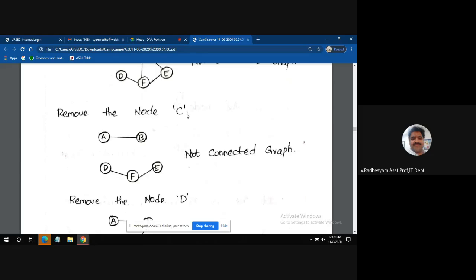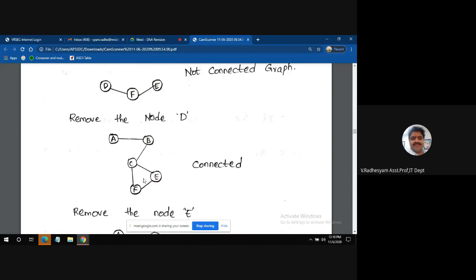Similarly for C also, if you remove C, AB is one component, DFE is another component. So C is called an articulation point here. AB is one component, this is another component. These two are the bi-connected components.